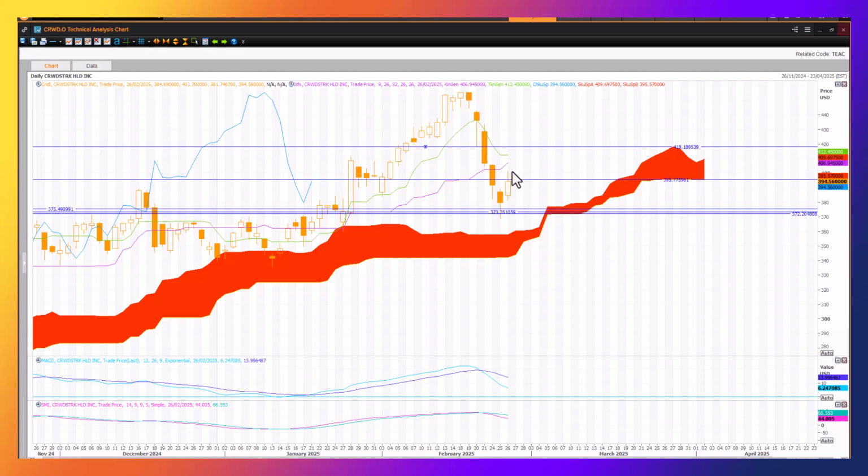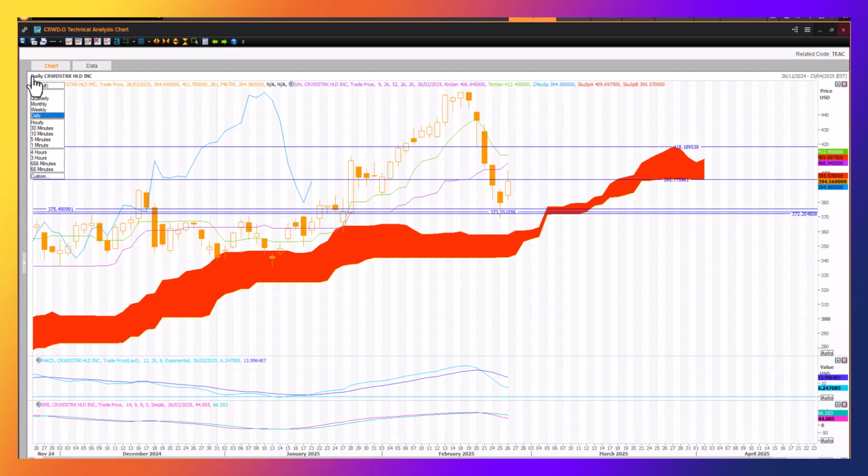So it should be a comfortable rally up until that point there, and then this also would mean that we get a bit of a 50% retracement of this sell-off. So there's a nice little Fibonacci number within that 418 target as well.